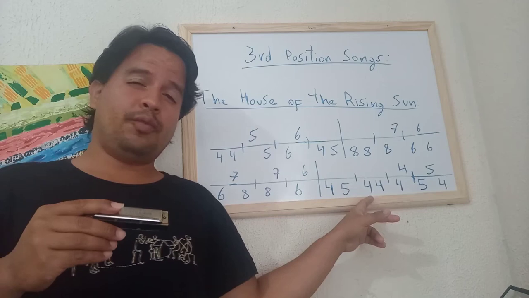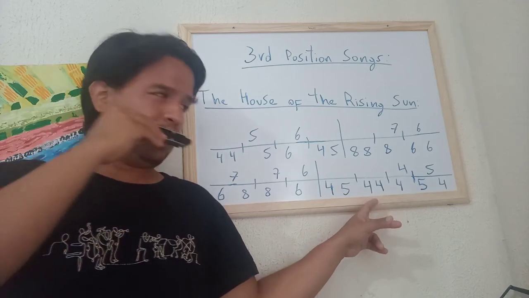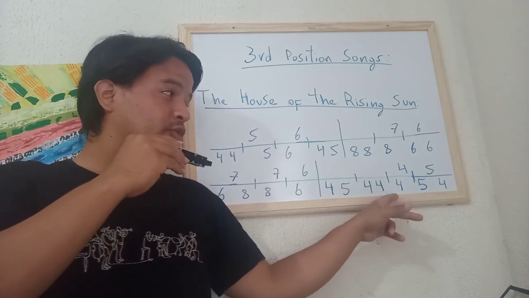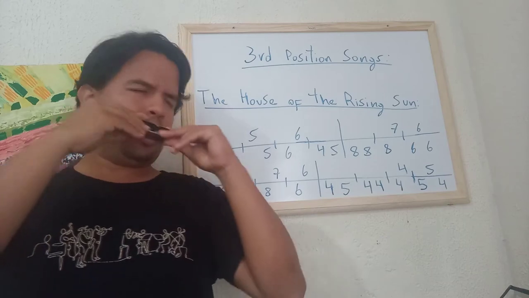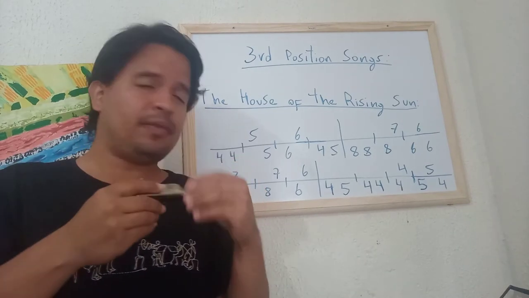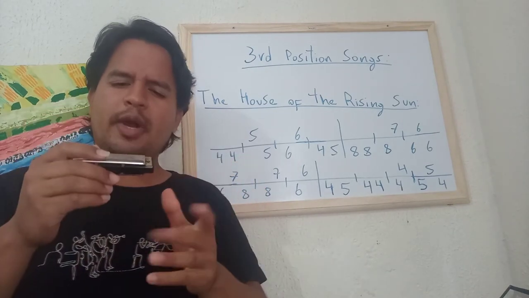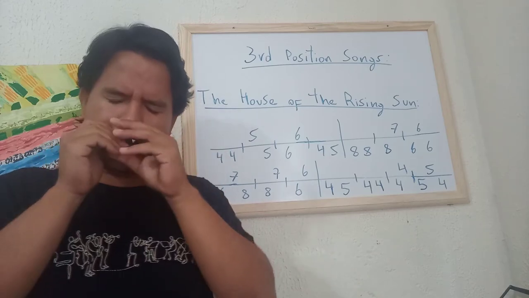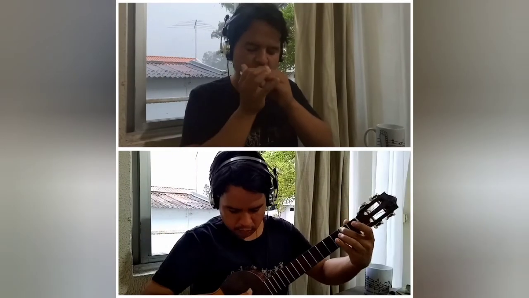Then, four draw, four draw and four blow, and finally five draw, five blow and four draw. Three, four.